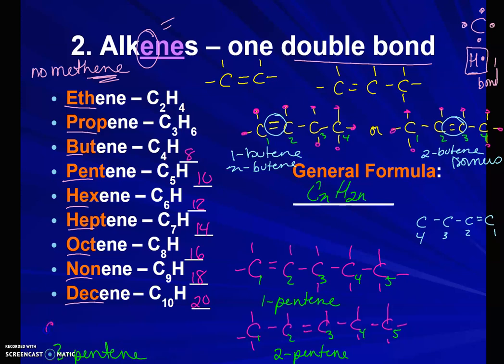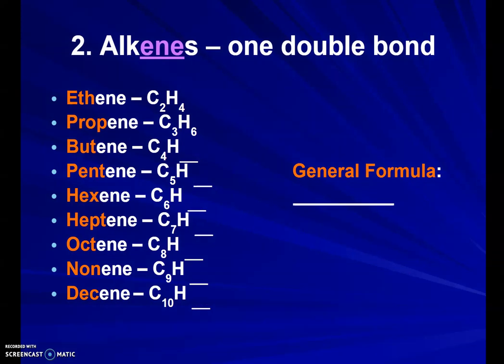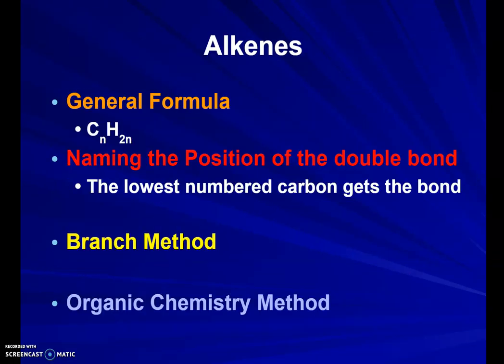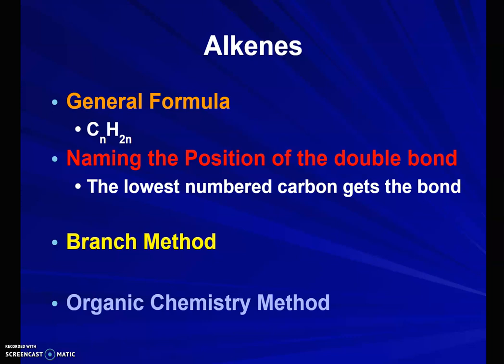Let's take a look. 1, 2, 3, 4, 5. So between carbons 1, 2, 3, 4, and 5. Or if we number it the other way, 1, 2, 3, 4, 5. Ah, we number it the other way. There is only a 2-pentene. There is no such thing as 3-pentene. Interesting. Oh, I love you, organic chemistry. You definitely help change my mind about things.